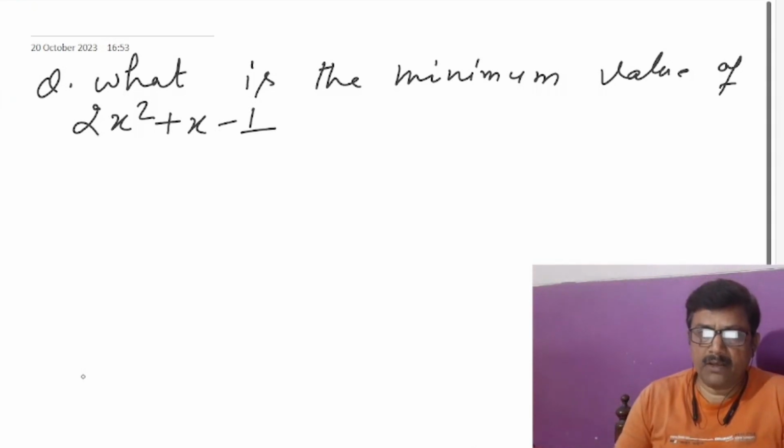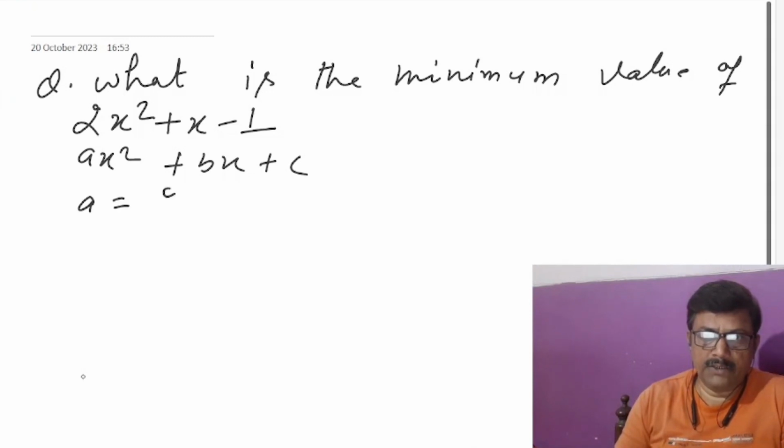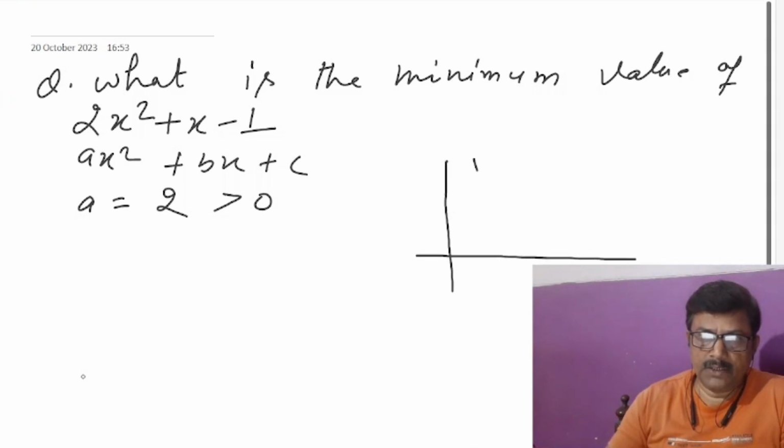Compare with the quadratic expression ax square plus bx plus c. So the value of a is what? The value of a is 2, which means positive. And you know, if the value of a is positive, the graph opening will be upward. The case may be like this, or like this, but the opening will be upward.